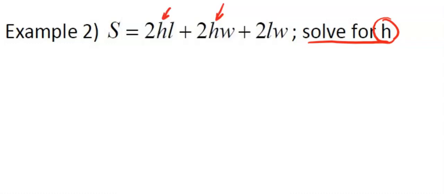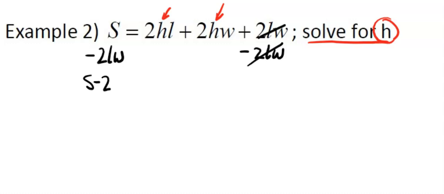So what we'll do is we subtract 2LW, and we have to do that to both sides. That cancels it on the right, leaving S minus 2LW on the left, equal to 2HL plus 2HW.